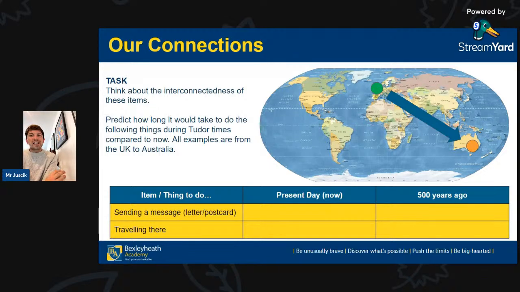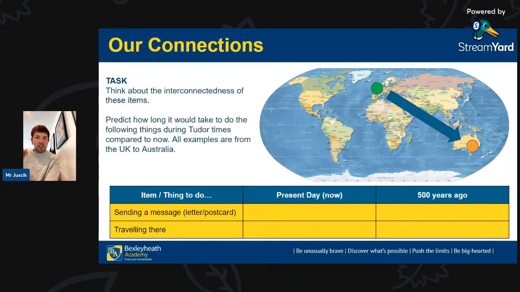So what I'd like to do is think about two things. Imagine sending a message, so either a letter or a postcard, or even a text message. How long do you think that message would take to send, and for the other person to receive it, if the other person was in Australia? So imagine you are messaging someone in Australia. How long do you think that text message, that letter or postcard might take to get there if it was today? And think about how long it would take to get there 500 years ago.